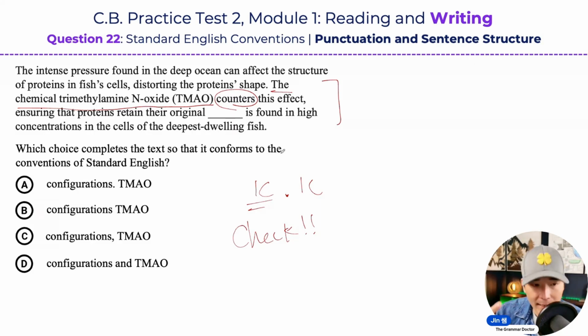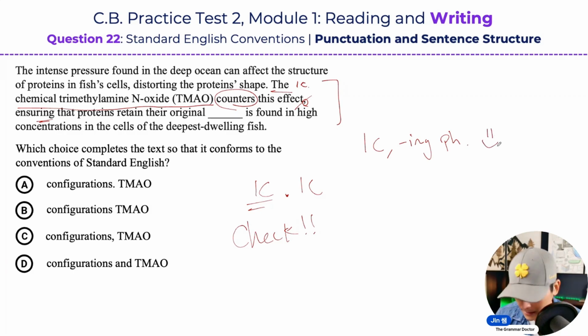So now I'm going to read, right, to figure out where this thought ends, where it's complete. So it says the TMAO counters this effect, right? So the independent clause ends right here, but it doesn't mean the sentence structure ends right here, right? Because now I have a comma, and then now I have an ing phrase, right? So you know that this sentence structure, IC, comma, ing phrase, is a common type of sentence structure that you'll encounter on the SAT. It is grammatically correct, right?